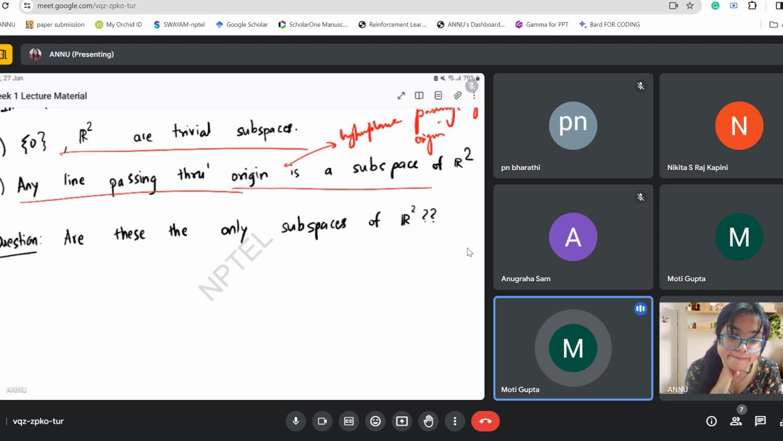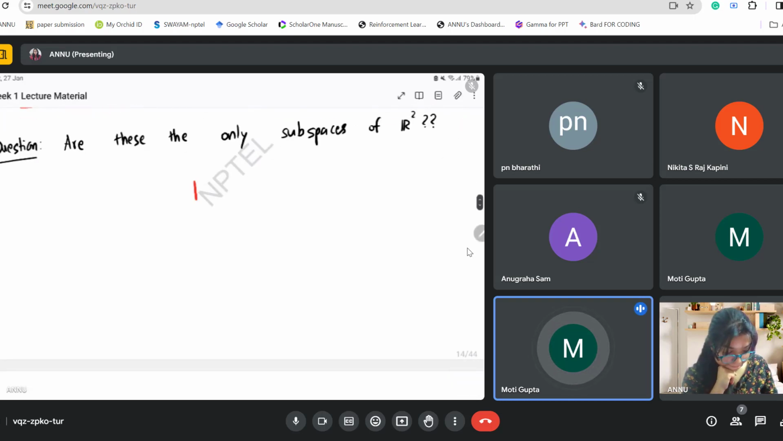Ma'am, I think only these are the subspaces, because we have just shown that if a line doesn't pass through the origin, it is not a subspace. So the subspaces would be the lines through the origin, the origin itself, and the trivial subspace.